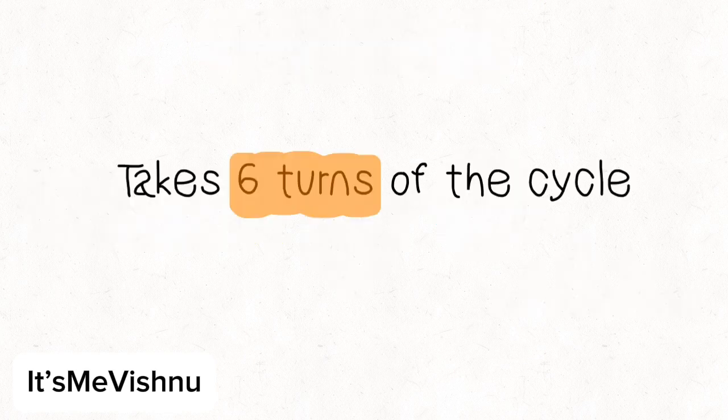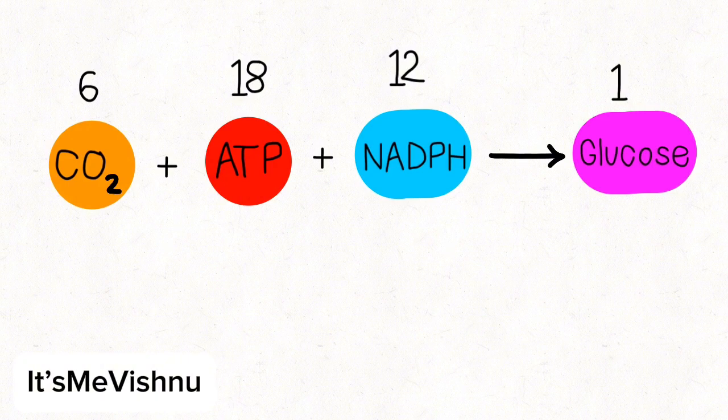It takes 6 turns of the cycle, using 6 carbon dioxide molecules, 18 ATP and 12 NADPH to make just one glucose molecule.